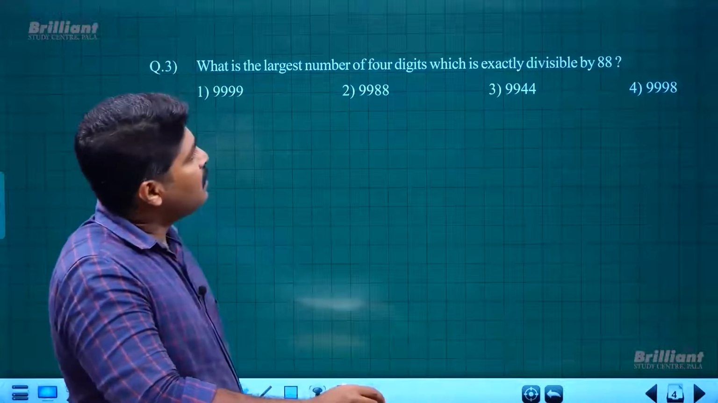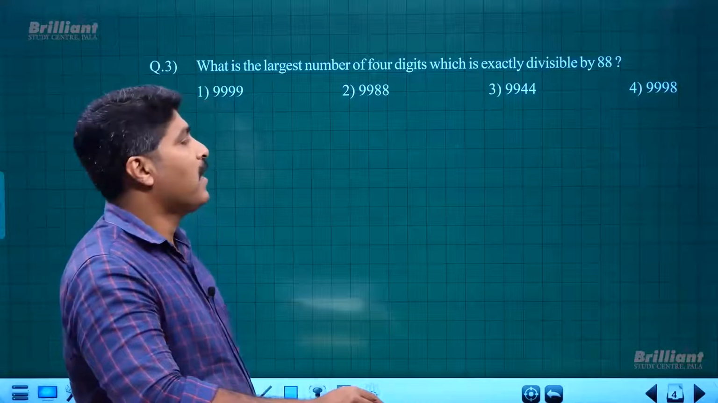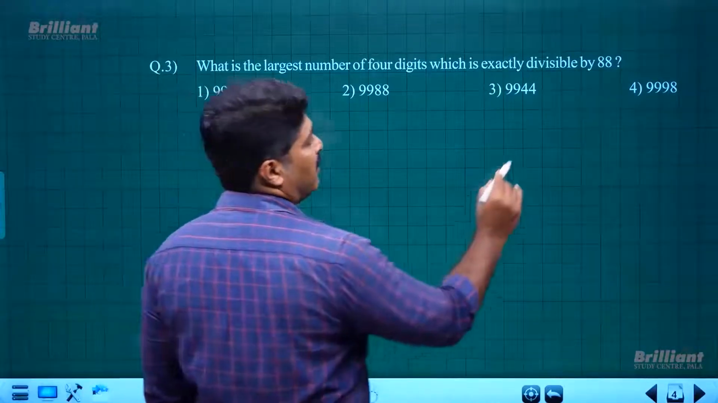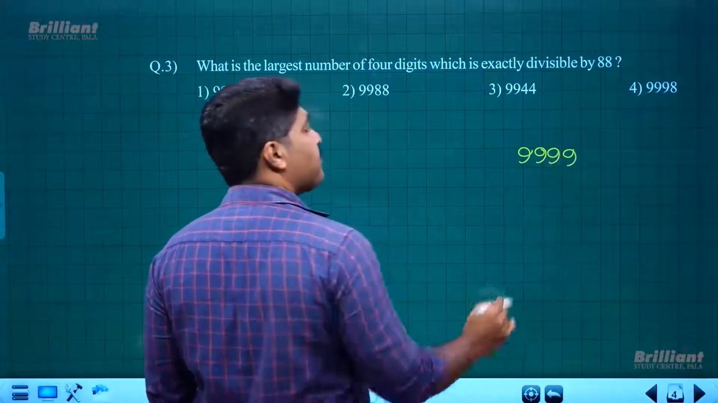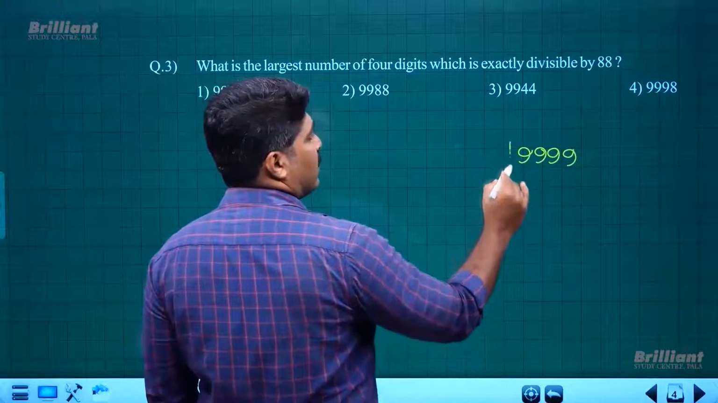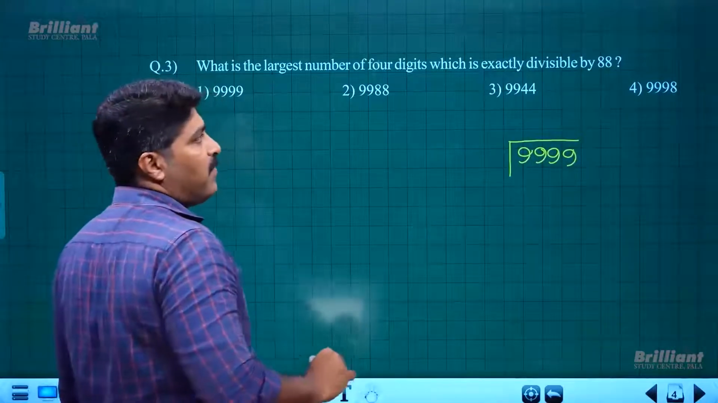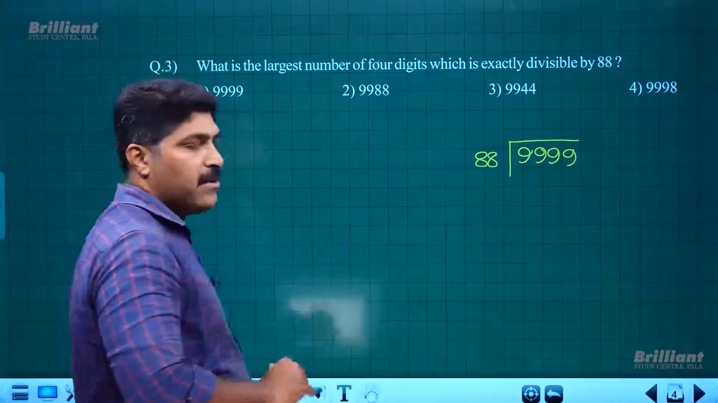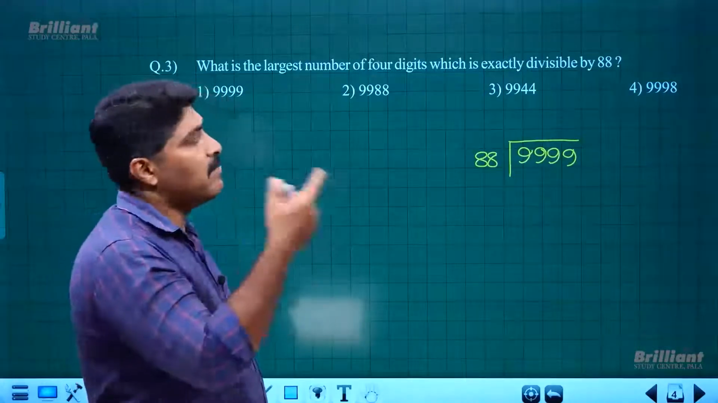What is the largest 4-digit number which is exactly divisible by 88? So which is the largest 4-digit number? That is 9999. When we divide this value by 88, we are going to find out how much we have to deduct from this number to get a multiple of 88.